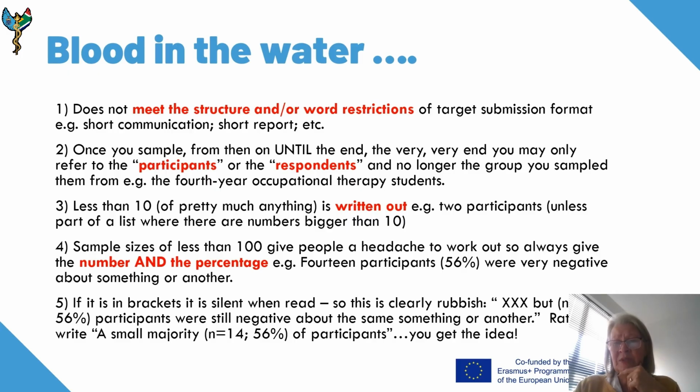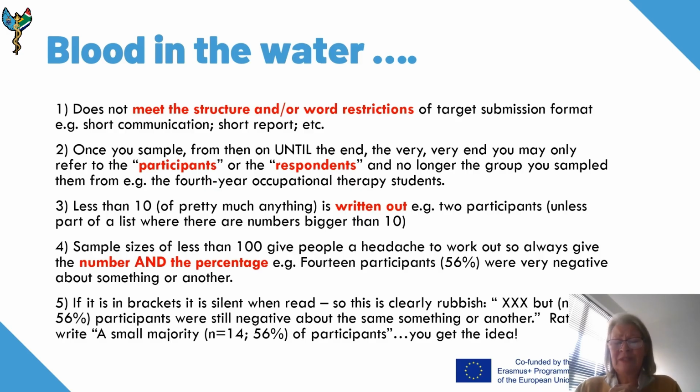Then in terms of scientific writing, any number that's less than 10 is written out. In other words, two participants, unless of course there's a list that says there were 2, 5, 9 and 23 something or another. Then the 2 and the 5 and the 9 should be as numbers because it's part of a bigger group. But if it's only five respondents said something, then you write it out in proper. So scientific language, you write things out a lot more. There's no shorthand. So sample size is less than 100.